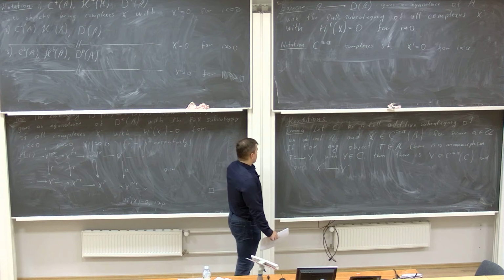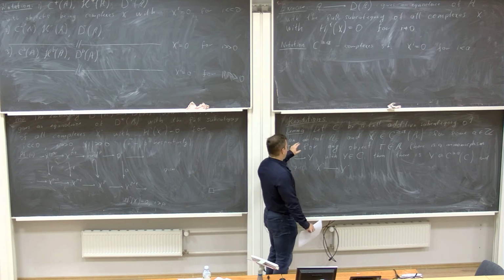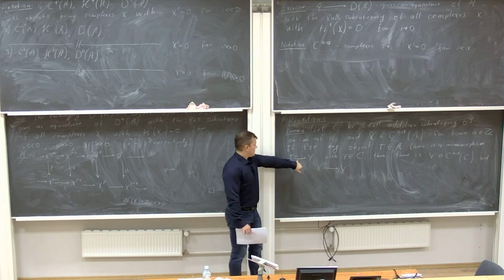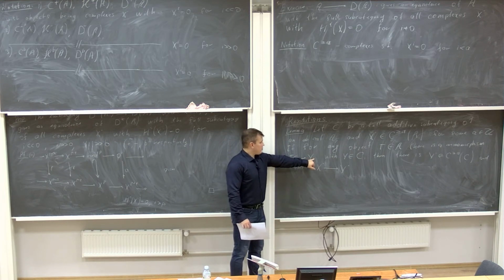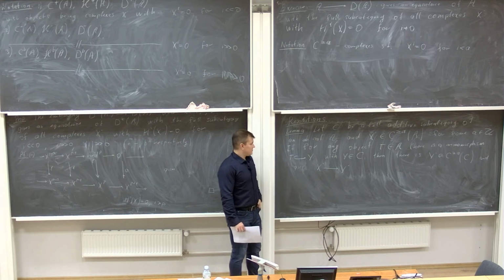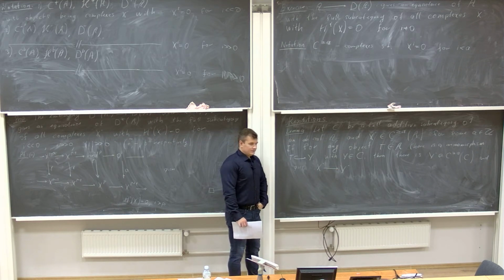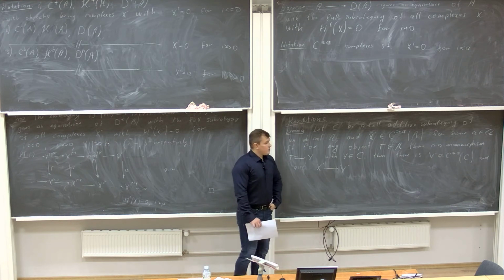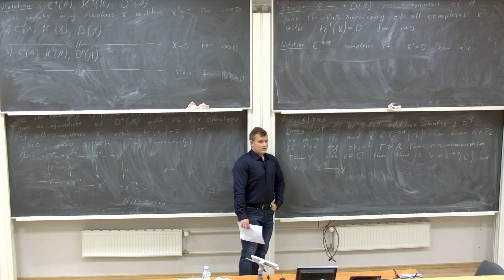Okay, so can you give me an example of an additive category A and additive subcategory C such that we have this property, that we can embed any object into some object in the C? Yeah, so for example, you can take A to be, say, all the modules over a ring, right? And you take C to be all the injective modules over this ring.